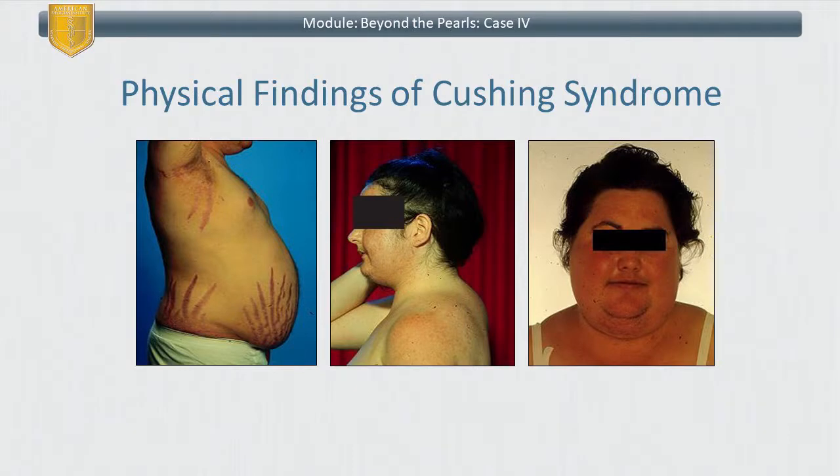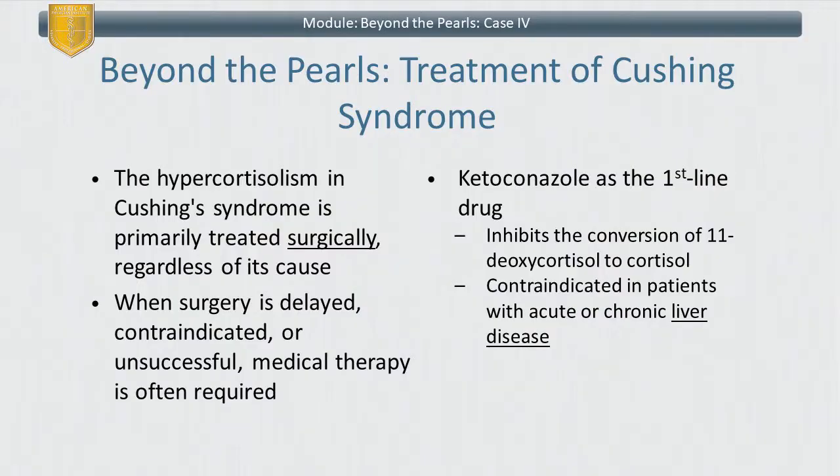So think about some classic physical findings of Cushing's syndrome that will appear on your board exams. I gave you some of the classics: abdominal striae, the dorsal fat pad, the moon facies, and a couple beyond the pearls tips for you. Number 1, if you have hypercortisolism in a Cushing's syndrome, the treatment is always going to be take out the tumor, surgically resect it. If there's a delay in resection or you can't resect, then we think about medical management.